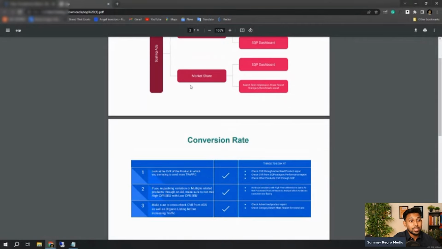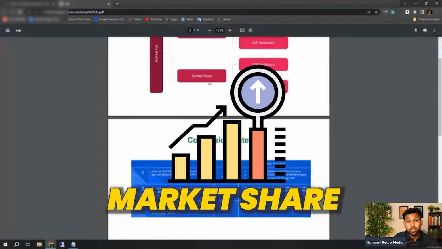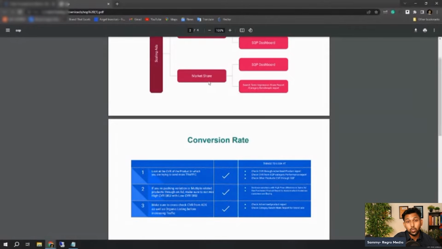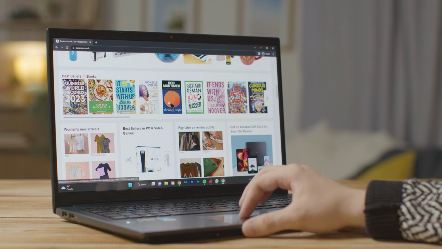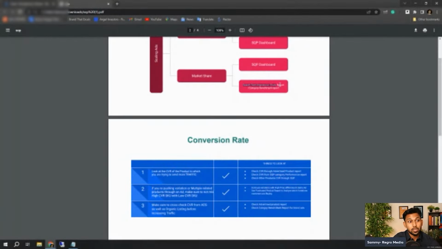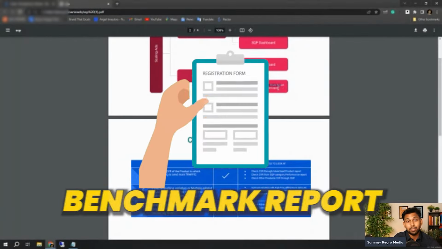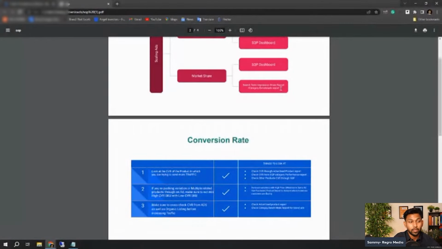Now next is market share. Obviously when I talk about market share, there has to be a good amount of market share when you go and start scaling, right? Now how you can figure out the market share: one is the search query performance dashboard, and another one is the search term impression share report or category benchmark report, which are available, right? So there are a few things that you need to look at.